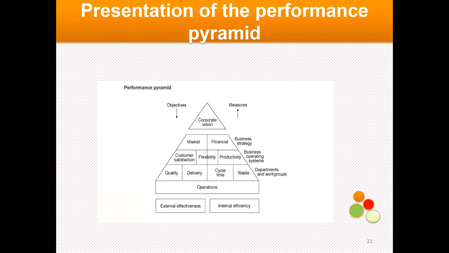I just want you to see what the performance pyramid looks like. This is the presentation of the performance pyramid. You have the corporate vision at the top. I hope you can see it clearly. Then you have the business strategy at the second layer.